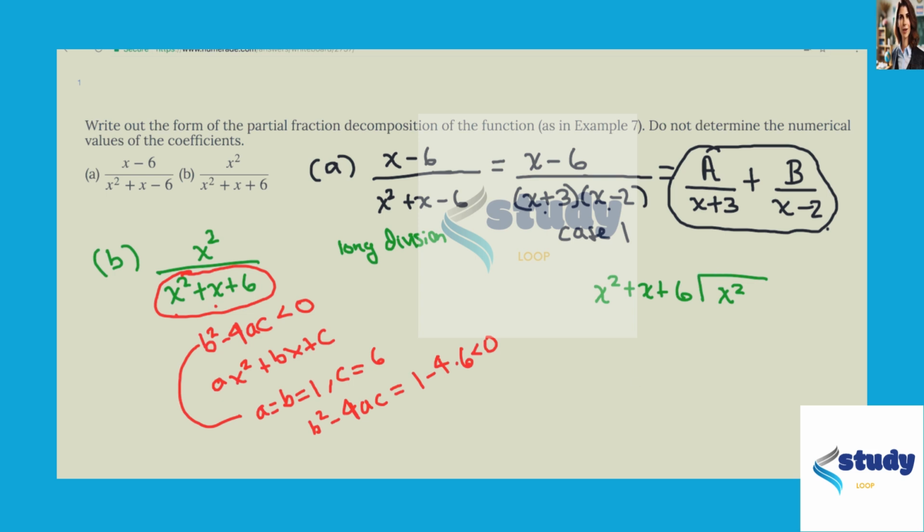Now coming over here to the long division, x squared over x squared is 1. Go ahead and multiply the 1 to the x squared plus x plus 6. And then we subtract. And we get negative x minus 6. So this tells us that we can write part B as 1, the quotient, and then plus the remainder, which is negative x minus 6, over the original denominator.